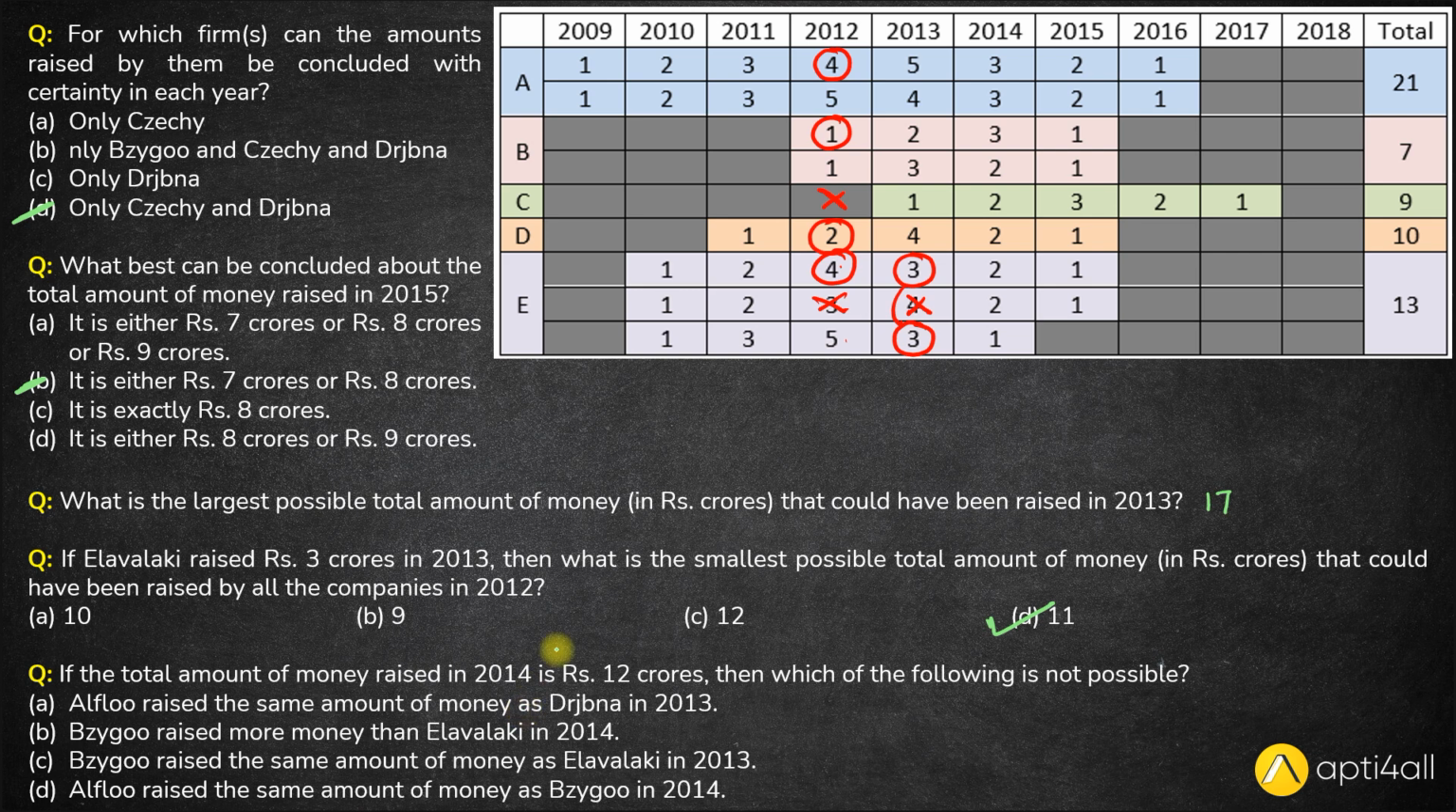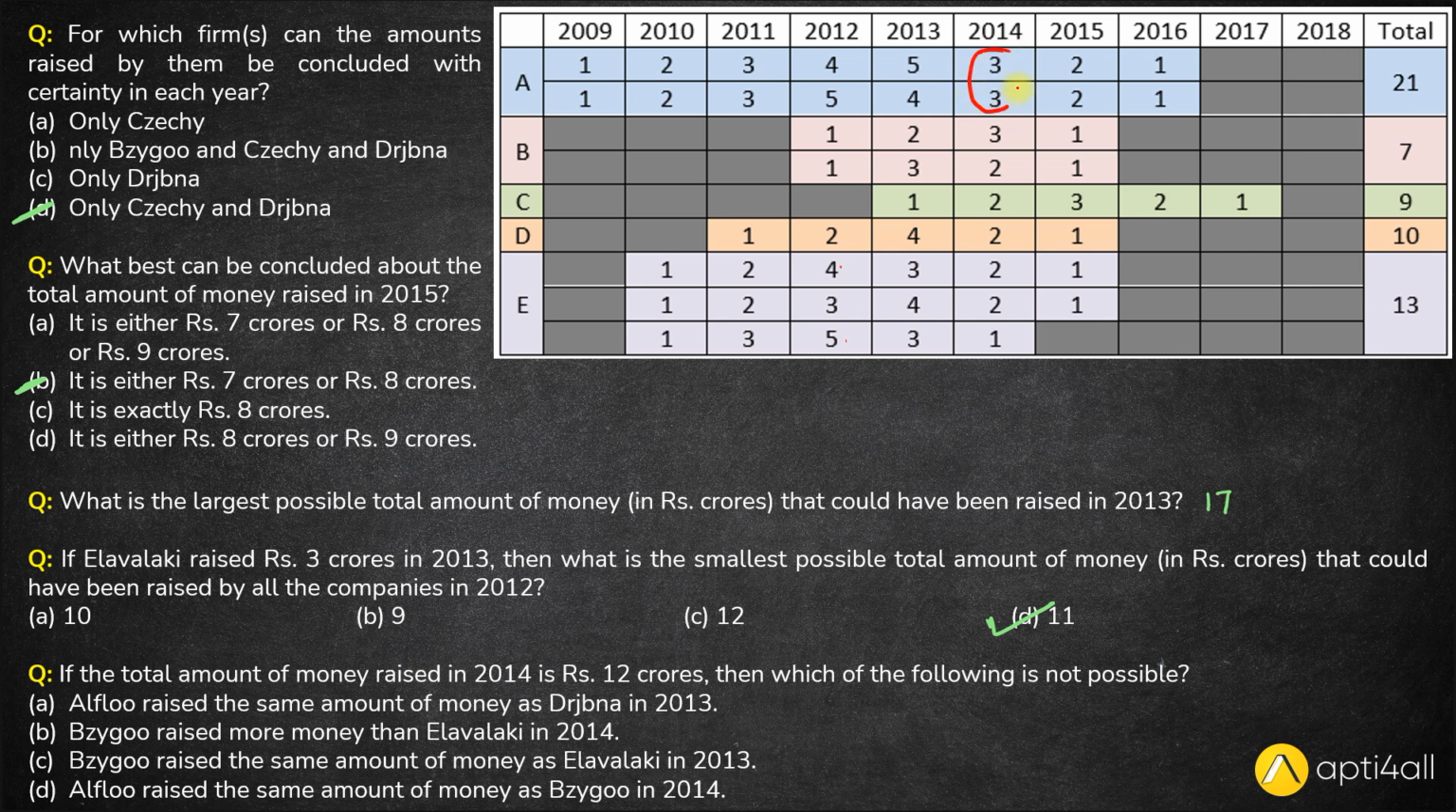And coming to the last question, this is gone. If the total amount of money raised in 14 is 12 crores, then which of the following is not possible? Okay. So let's consider for 14 what is the maximum possible amount that can be raised.